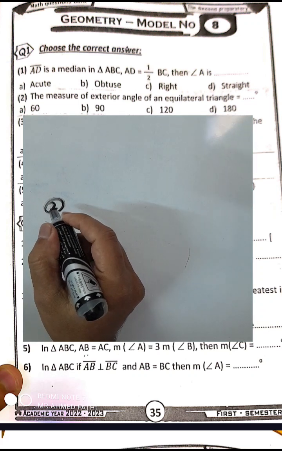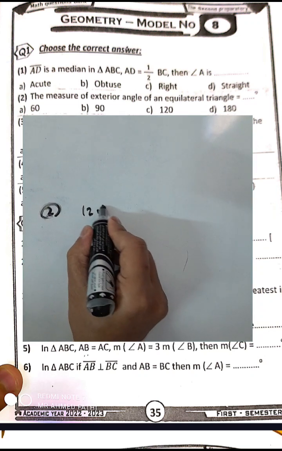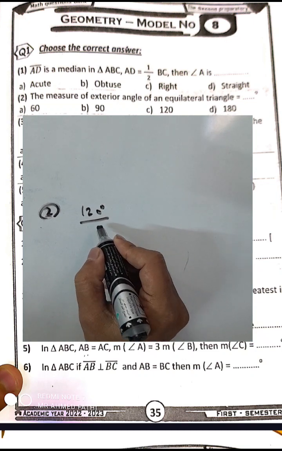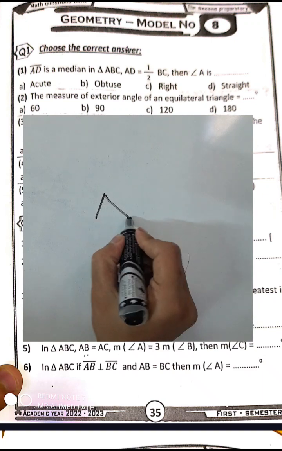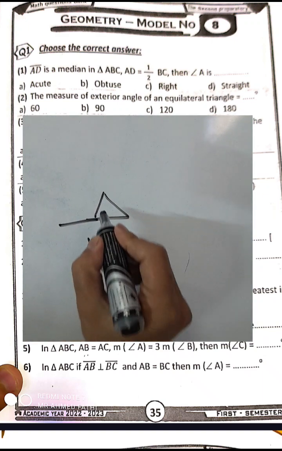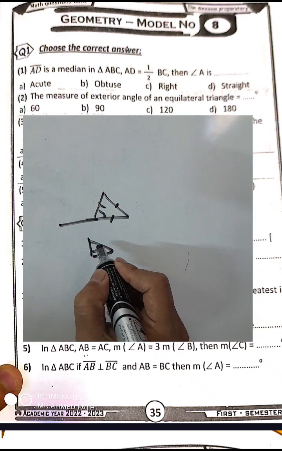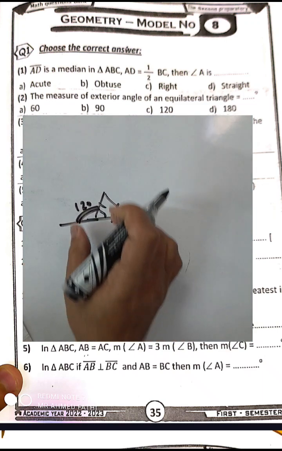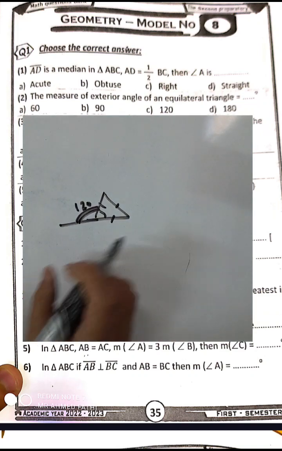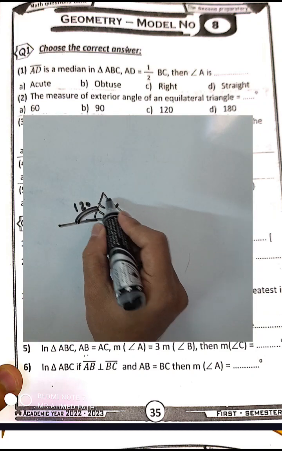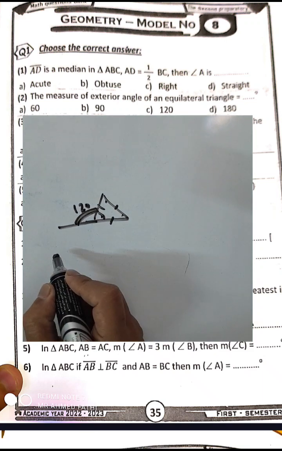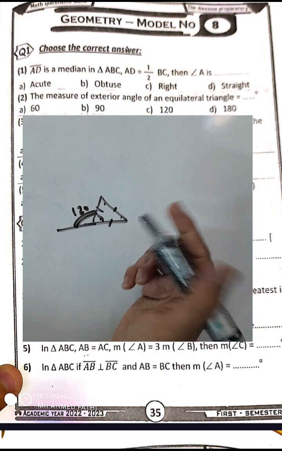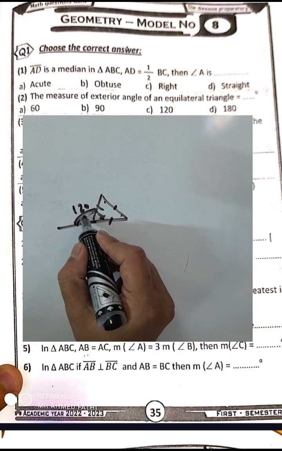The measure of an exterior angle of an equilateral triangle equals 120 degrees. You must know the difference between an equilateral triangle and an acute triangle. We have 120 because each angle of this triangle is 60 degrees, because the sum of the interior angles in a triangle equals 180, and 180 divided by 3 equals 60. Then the measure of the exterior angle here will be 120.